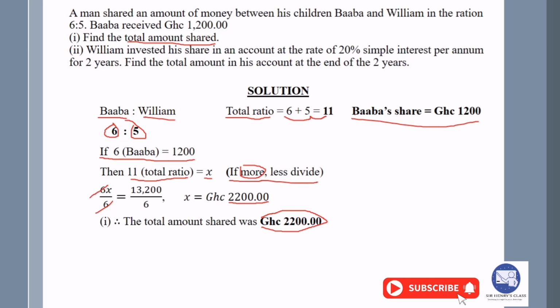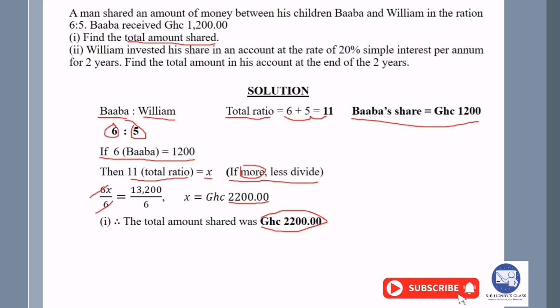So we're going to find the total ratio, that's the summation of the two ratios, 6 plus 5. And 6 plus 5 is going to give us 11. So the total ratio is 11. Now Baba's share was given, which is going to help us find the total amount.